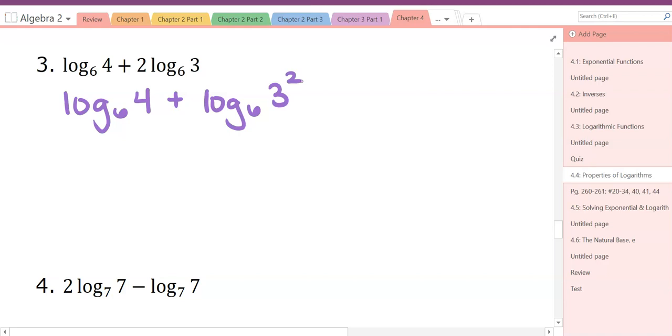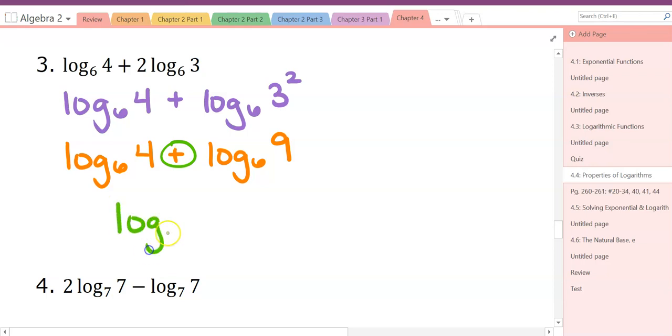So now 3 squared is 9. So I can write this as log 6 4 plus log 6 9. Now since there's a plus sign, that means that I'm multiplying the quantities. So I'm going to be multiplying 4 and 9. So that's going to be log 6 of 36.